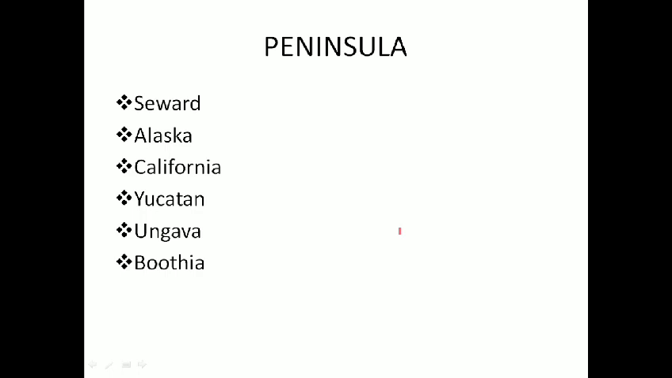Okay, right. Now the peninsulas. As we go step by step, if you want to learn more, then you need to work hard and practice more. Now the peninsulas: Seward Peninsula, Alaska Peninsula, California Peninsula, Yucatan Peninsula, Ungava Peninsula, Boothia Peninsula. These are prominent peninsulas located in North America. This is another level I am taking you to.